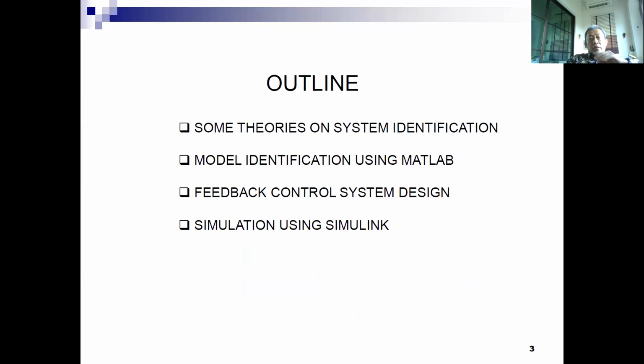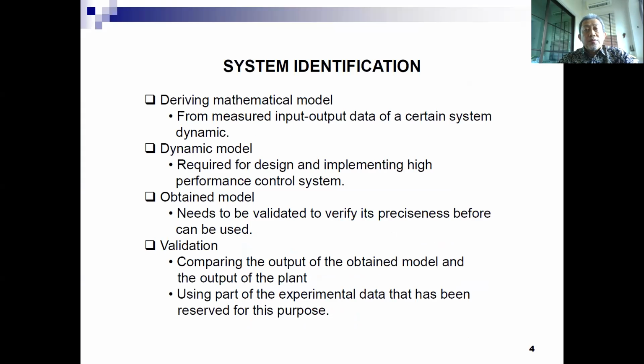So in this outline, I will give some theories on the system ID, then model identifications using MATLAB, some feedback control system design and simulations using Simulink. As you know, in system ID, we derive the mathematical model based on the input-output measurements for a certain system dynamic. And this is required to design and implement a high performance control system.